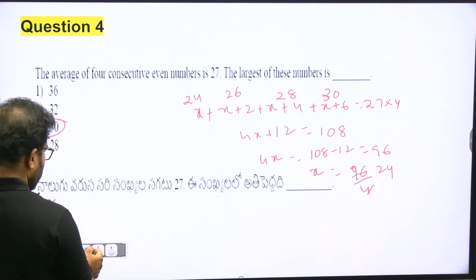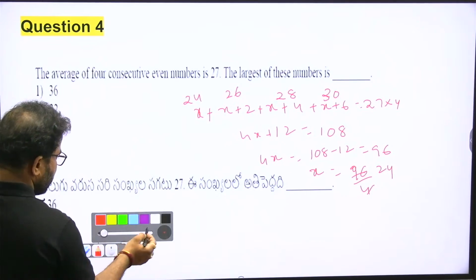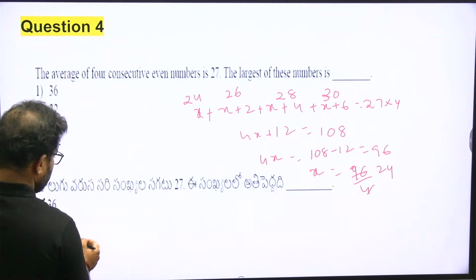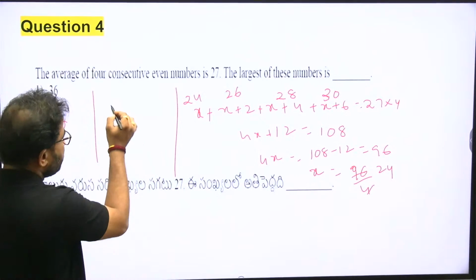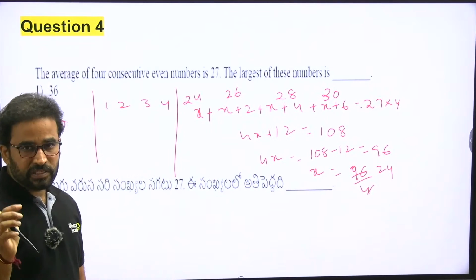Look at how to work this out with the help of a shortcut. For example, if I want to work this out with a shortcut method, say I have given 1, 2, 3, 4. The average of these numbers is nothing but the middle number.